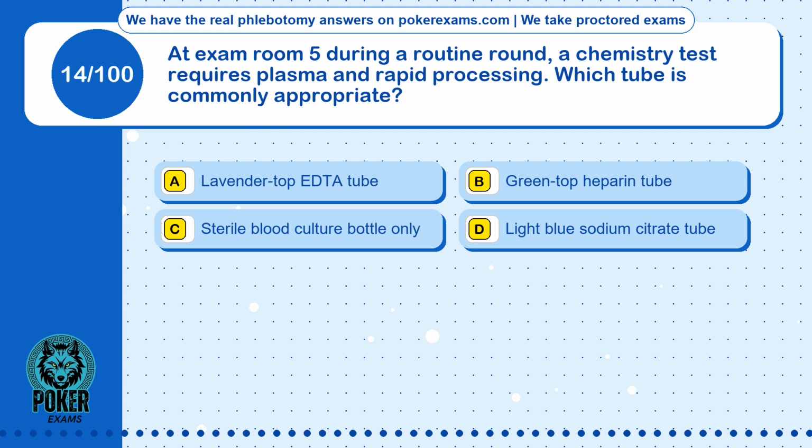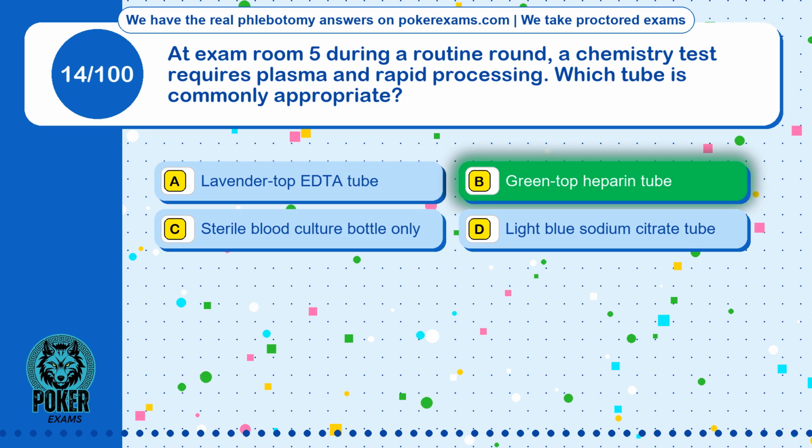Question 14. At exam room 5 during a routine round, a chemistry test requires plasma and rapid processing. Which tube is commonly appropriate? Option A, lavender top EDTA tube. Option B, green top heparin tube. Option C, sterile blood culture bottle only. Option D, light blue sodium citrate tube. The correct answer is option B.